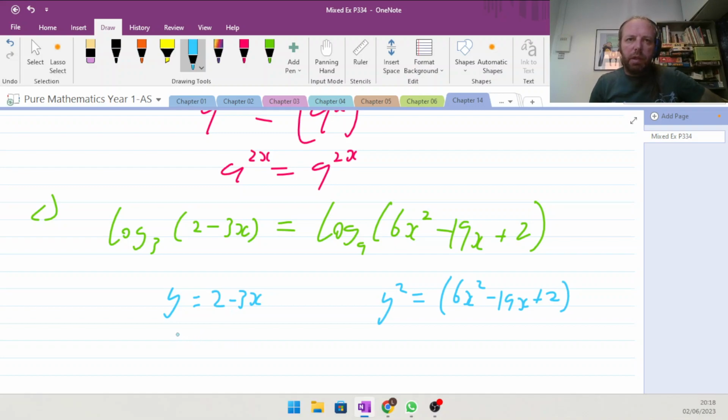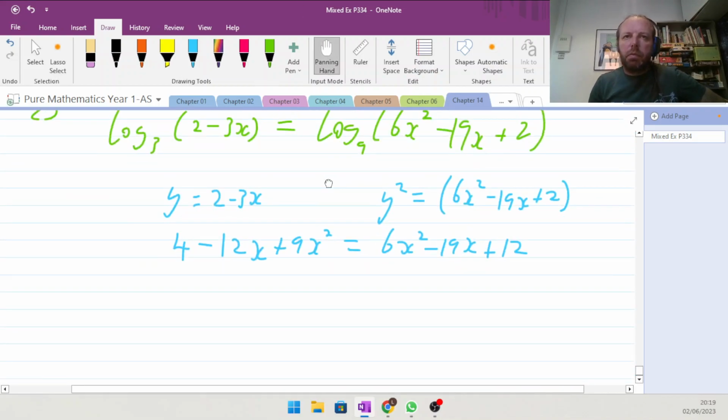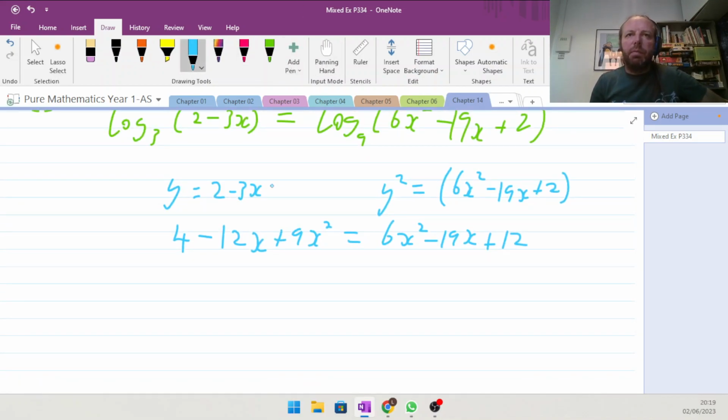I don't think they really want us to do that, but if we were to square this side, we would be in the realms of 4 minus 12x plus 9x squared. If we were to square that, we could then say that's equal to that. I don't think this is right, but we'll give it a go and see what happens. Doesn't feel right, but we'll see. Bring it all together, make it all nice.